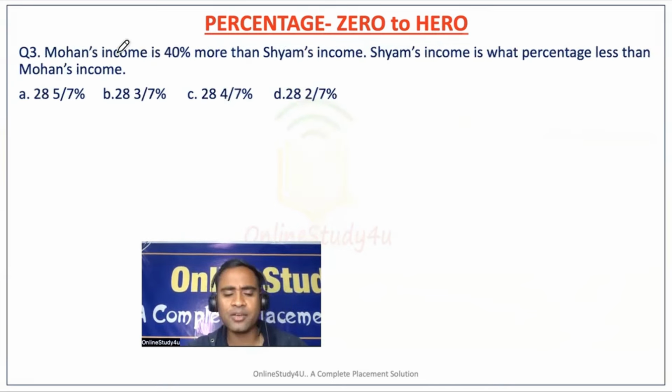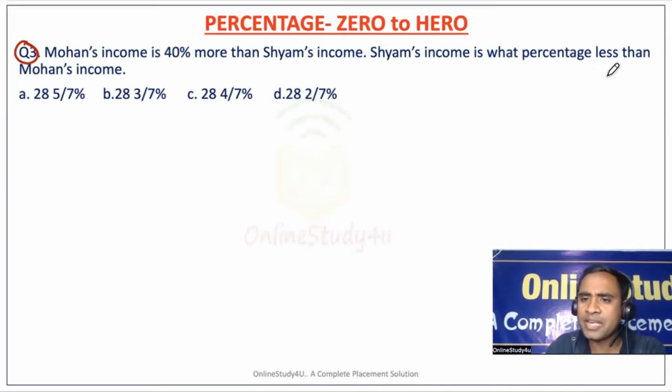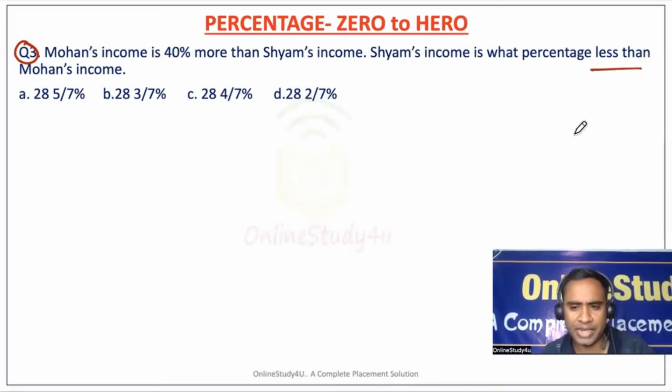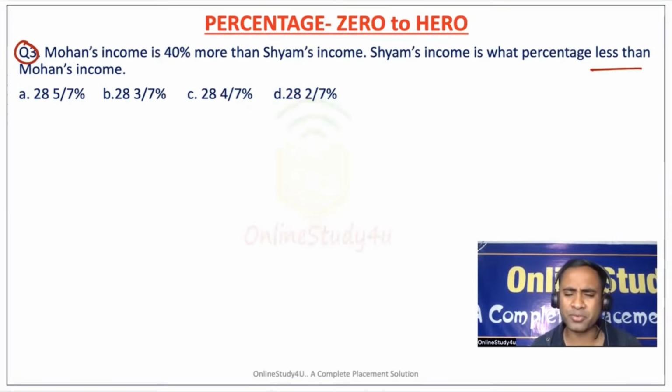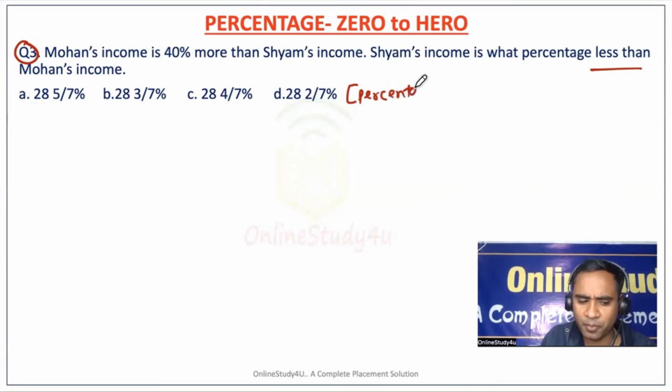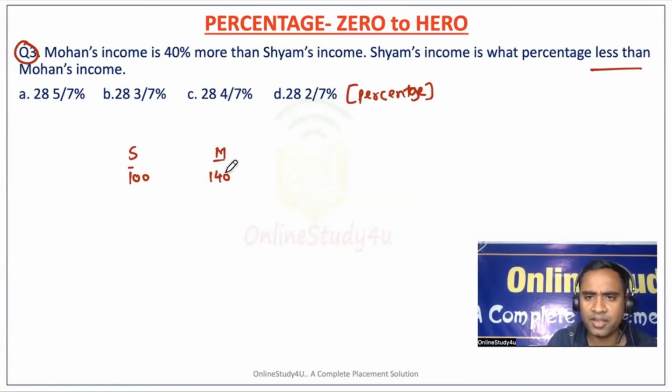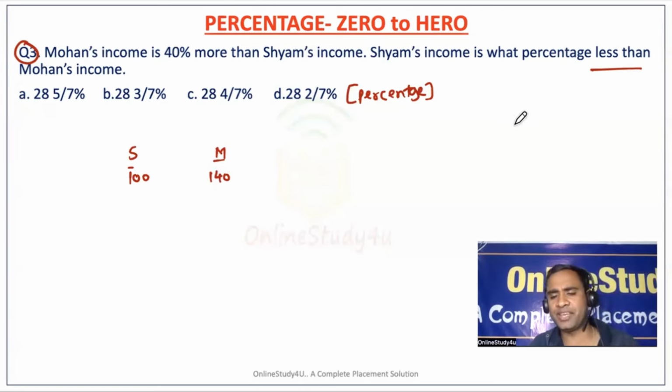Mohan's income is 40% more than Syam's income. Syam's income is what percentage less than Mohan's income? In this kind of question, most of the students will have confusion. Let us see, no problem. Options are in percentage. If the options are in percentage, the problem becomes very easy. Now, Mohan's income is 40% more than Syam's income. Syam's income I assumed 100. Then Mohan's income 40% more means 140. Simple.